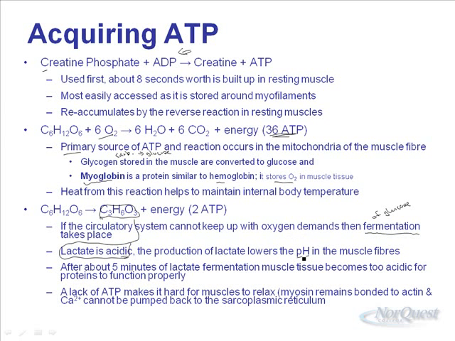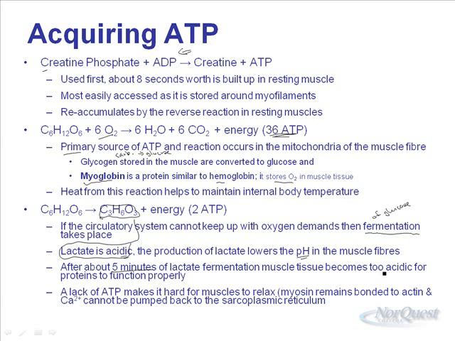As that pH lowers, it's going to affect all of those proteins that are working in our body, right? Lower pH affects the function of proteins, or enzymes. And after about 5 minutes of lactate fermentation, the muscle tissue becomes too acidic for the proteins to function properly. And this is when you're going to get a muscle cramp. So those muscles cramping are caused by acidity building up in our muscles.